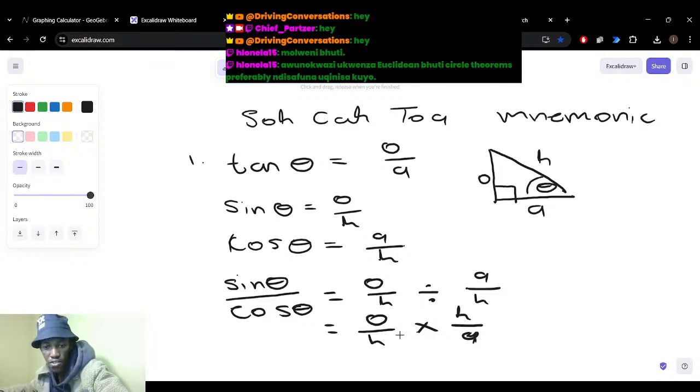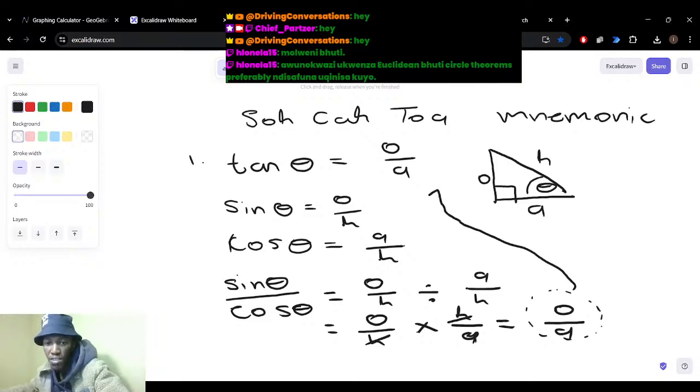We see we have h on both sides, which can cancel each other. So we get opposite over adjacent. So sine theta over cos theta is actually equal to opposite over adjacent. But now look at this interesting result: opposite over adjacent is tan theta, right? So therefore, sine theta over cos theta is equal to tan theta.